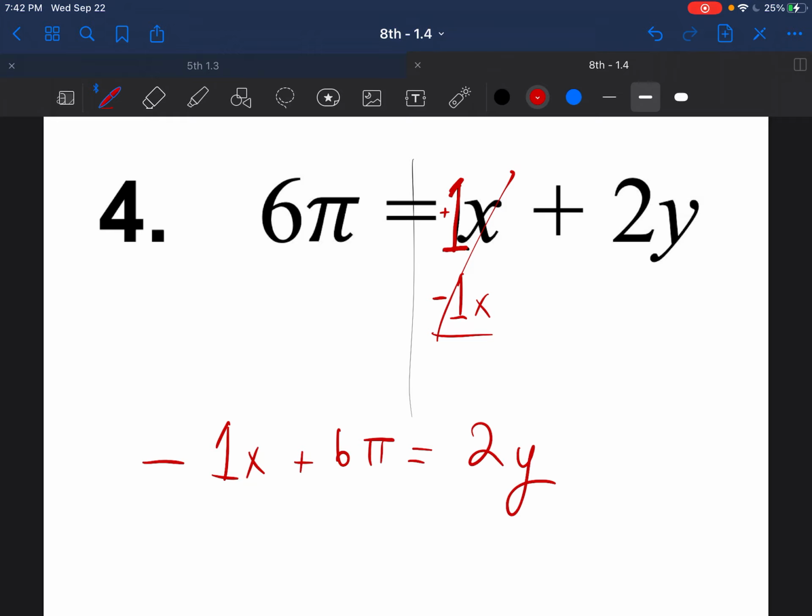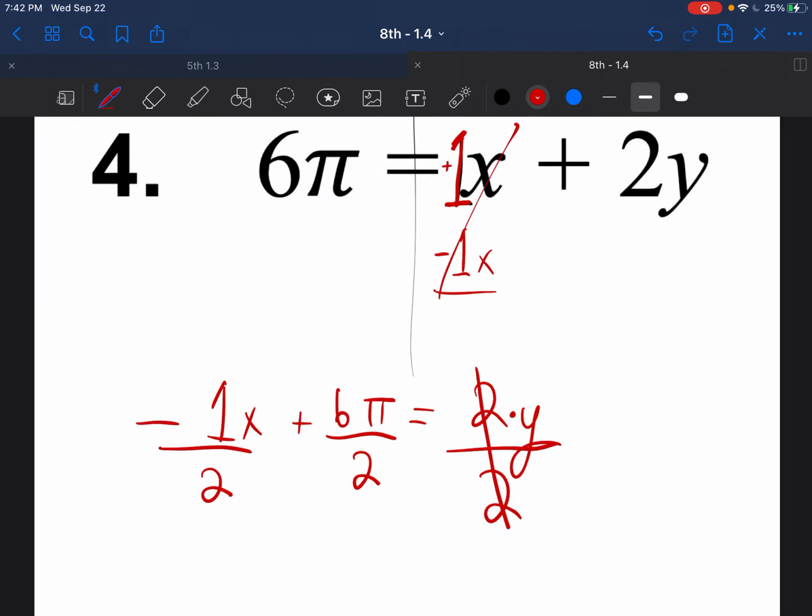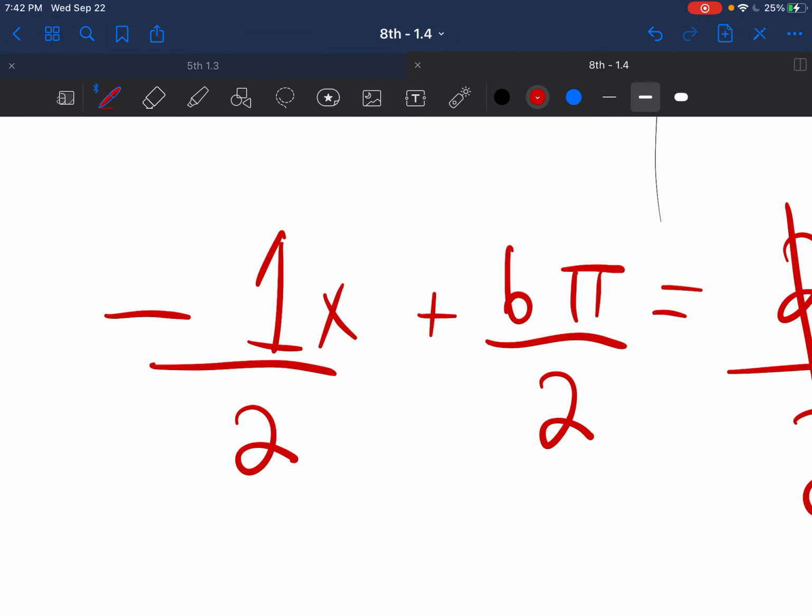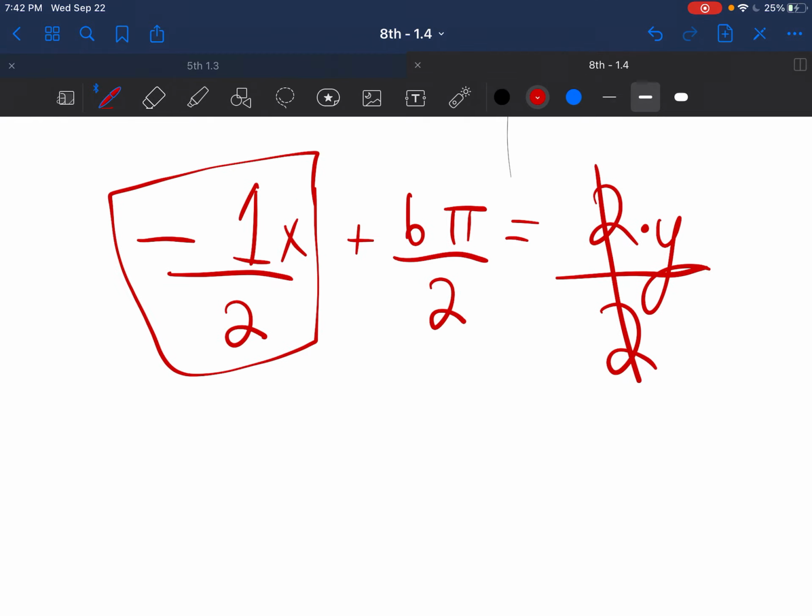Now the last thing, all we need to do is divide by 2, right? We want to get that 2 all by itself, because that's 2 times y. The opposite of 2 times y is to divide by 2. Don't forget to cross that off. Divide by 2, divide by 2. So there's nothing to solve here, so this just stays the same. So we now have negative 1 over 2x.